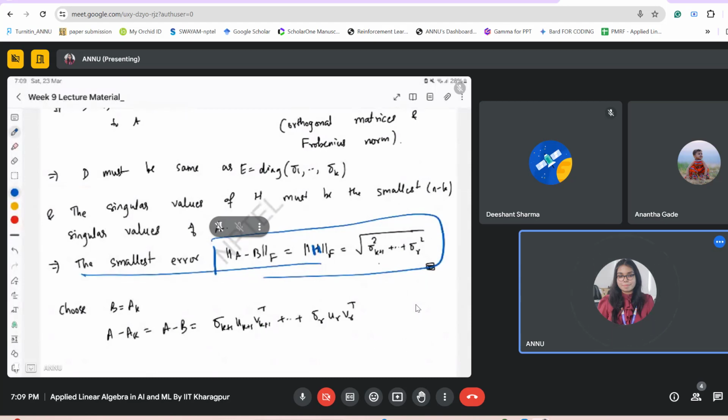Okay, so this is the Frobenius norm. And this low rank approximation I'll tell you in the next class. So I'm moving to the questions that are important for week 9. Then we will end this class.